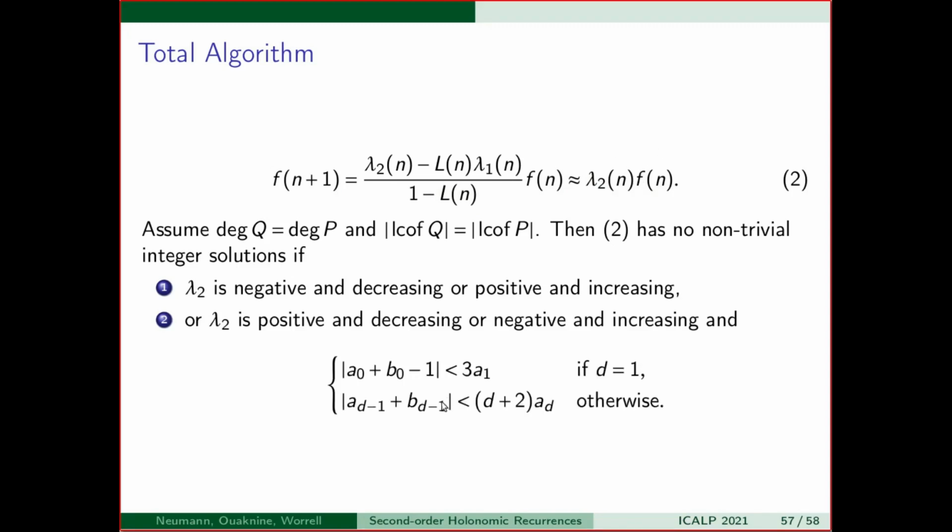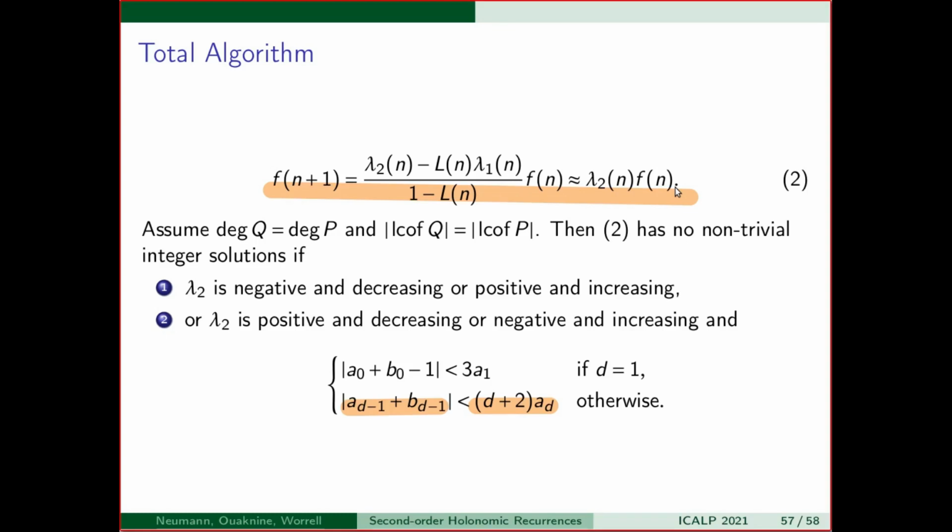And a somewhat technical condition on the coefficients is satisfied. The d minus first coefficients are controlled by the degree and the leading coefficient. In that case, lambda 2 of n will converge sufficiently fast to 1 in magnitude so that we can get a bound on the growth of this sequence, and we can show by a height argument that no integer solution to this recurrence equation can grow so slowly, and then we also find that there are no non-trivial integer solutions.